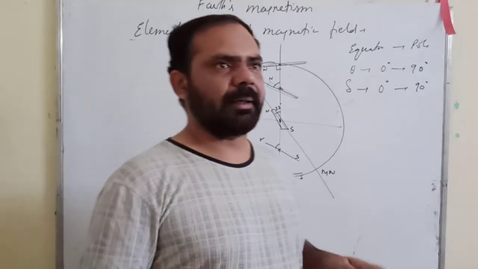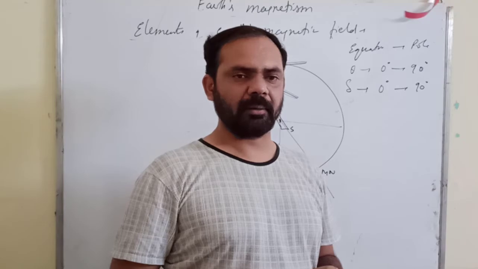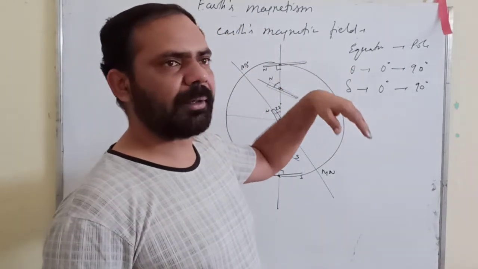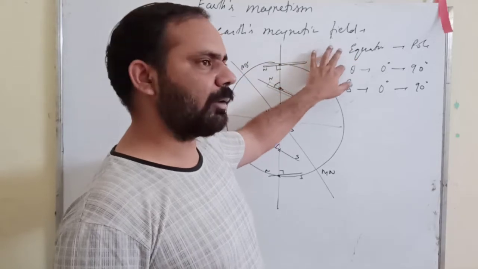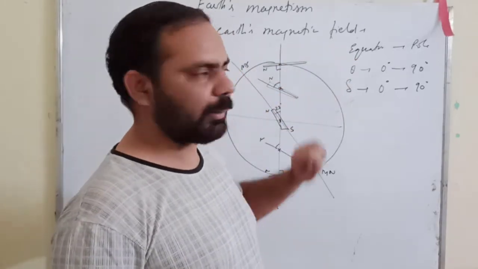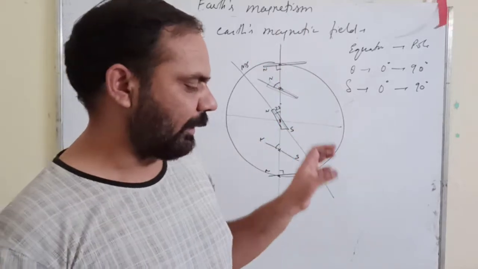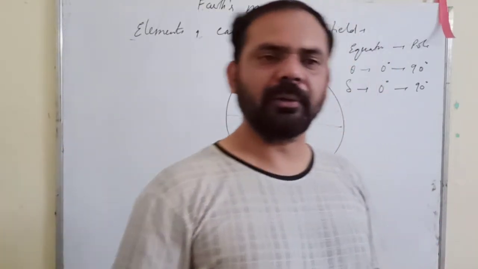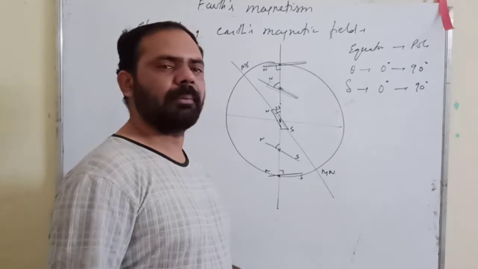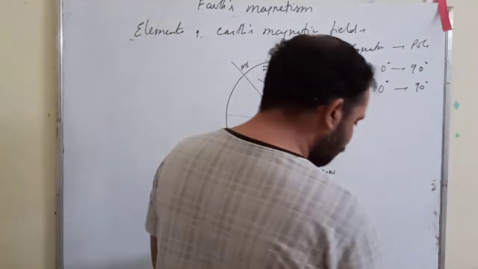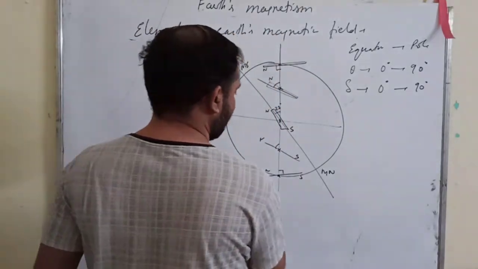So you can see that in both cases, if somebody moves from the equator to the pole, both the angle of declination and the angle of dip will increase from 0 to 90. At the equator both of them will be 0, and at the poles both of them will be 90 degrees each.